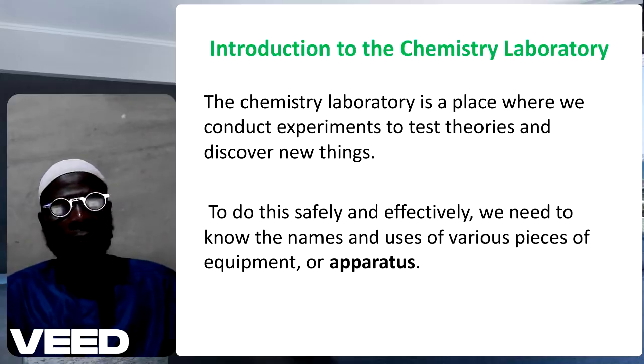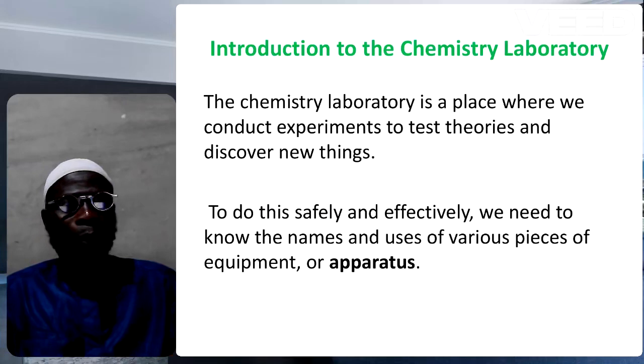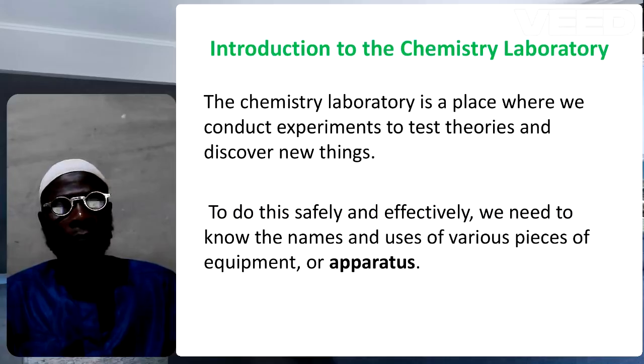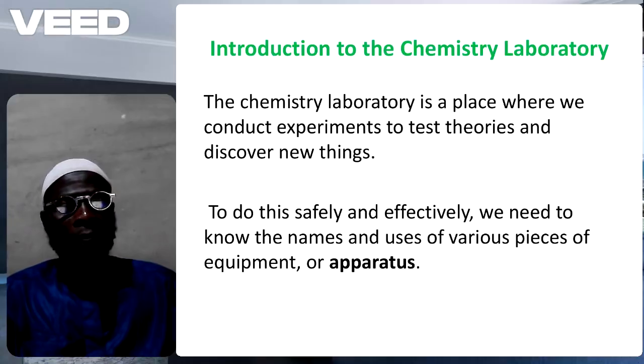And to do this safely and effectively, we need to know the names and the uses of various pieces of equipment or apparatus. So the materials that we use in this laboratory are what we call apparatus. These materials are known as the apparatus or equipment. So in chemistry, we normally call them apparatus. We want to introduce all these apparatus and know their uses, so that by the time we get to the laboratory, we will be able to identify them and know how we will handle each of these apparatus.